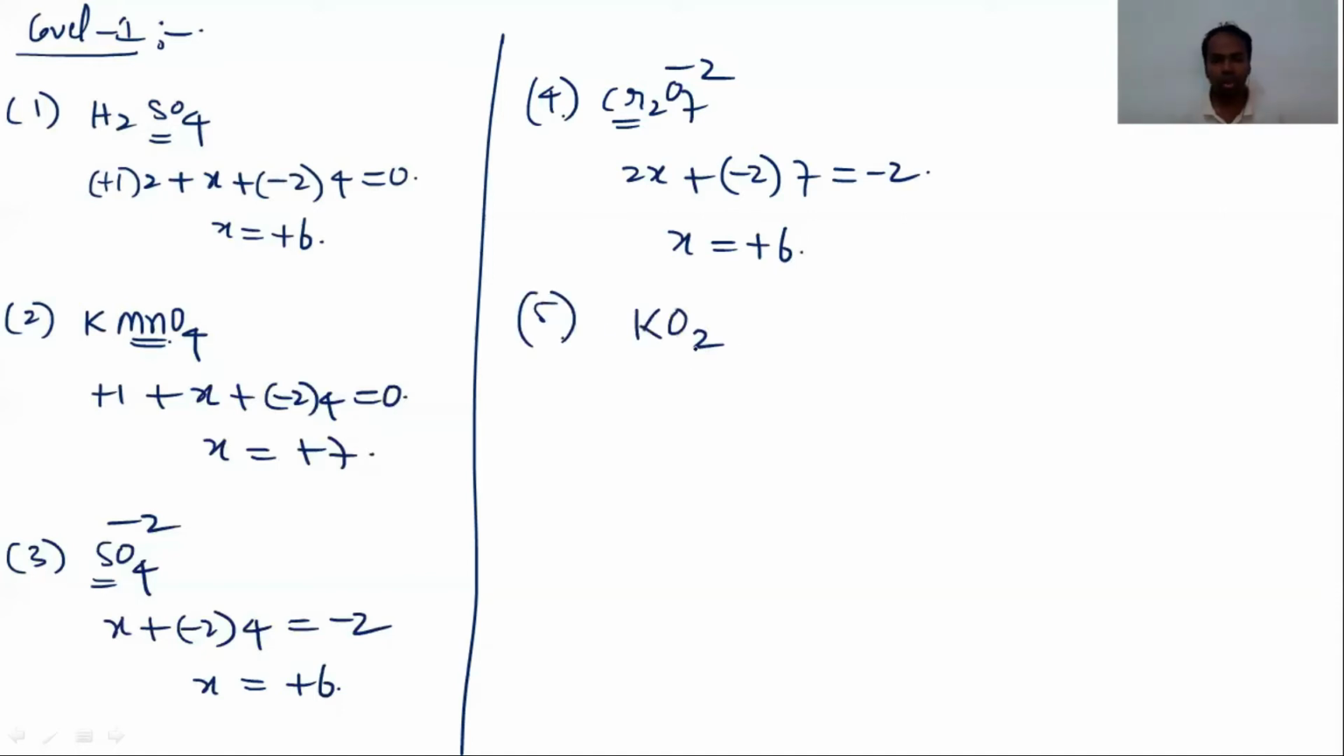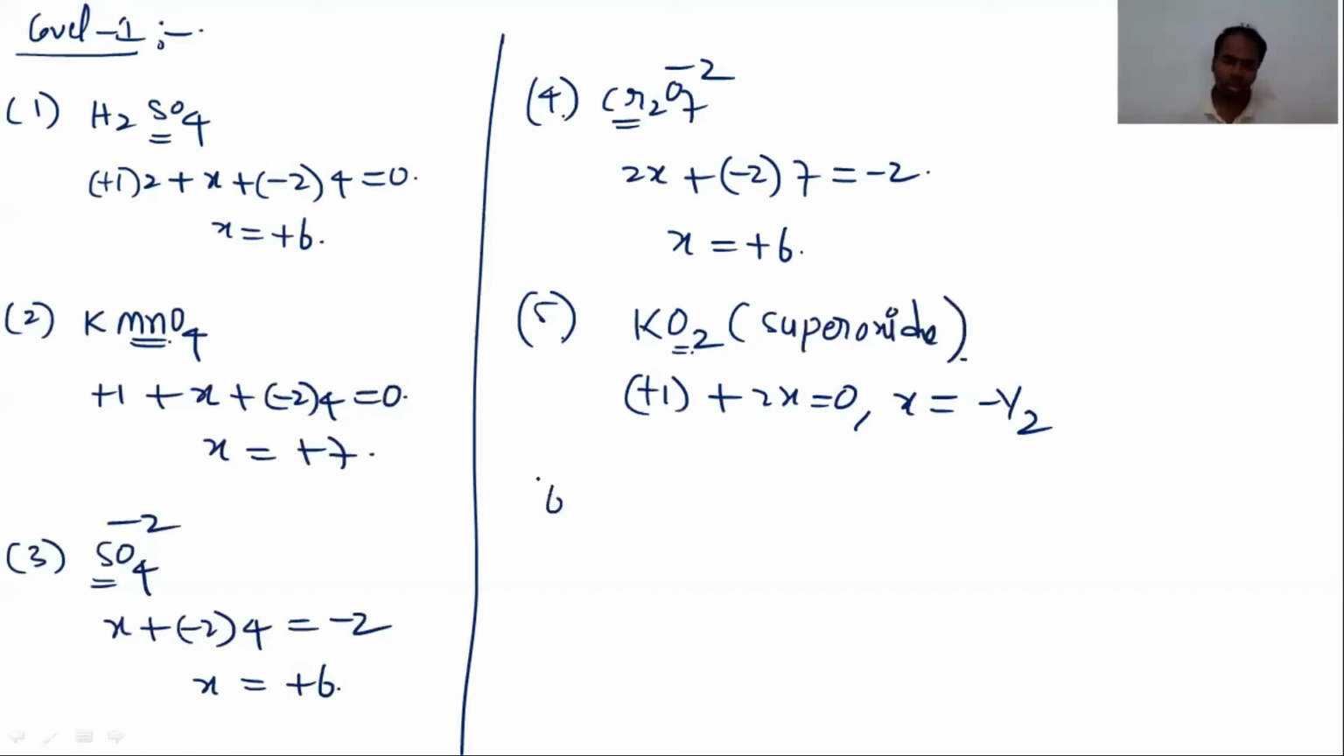KO2. I want oxygen. Here potassium is +1 plus 2X is equal to 0. Then X is equal to -1/2. X is -1/2 means the oxygen oxidation state is -1/2. That's why it is a superoxide, potassium superoxide. So we can calculate for any compound. This is the method to find the oxidation number.